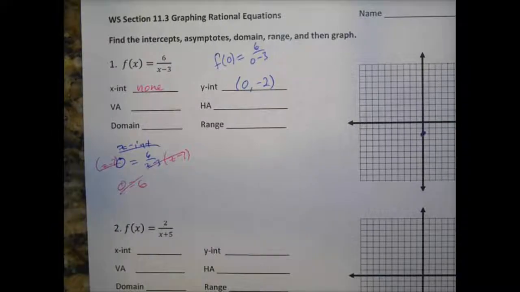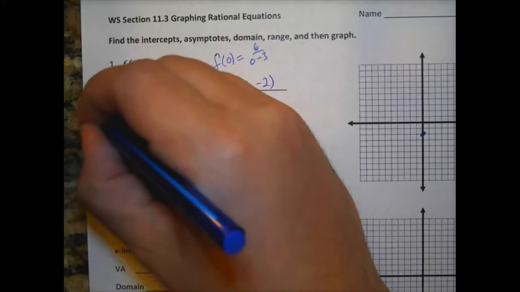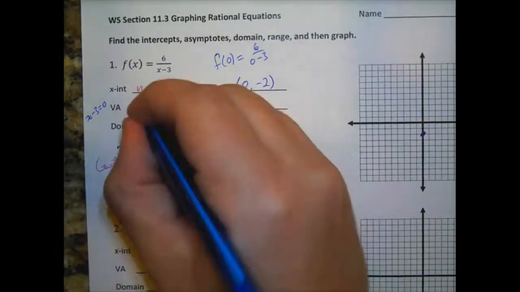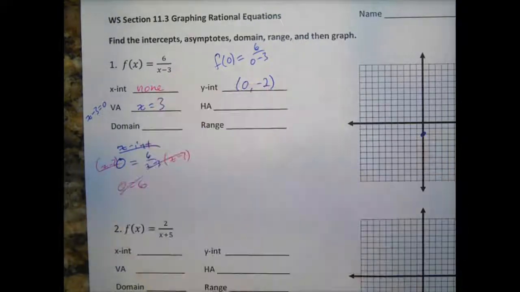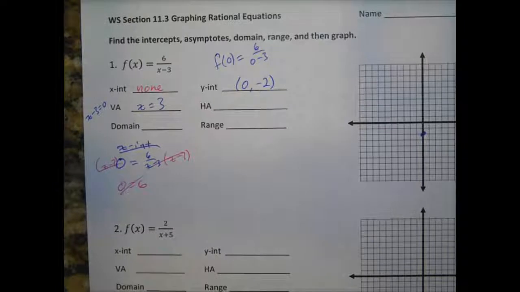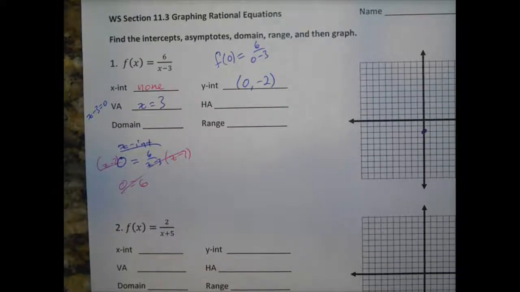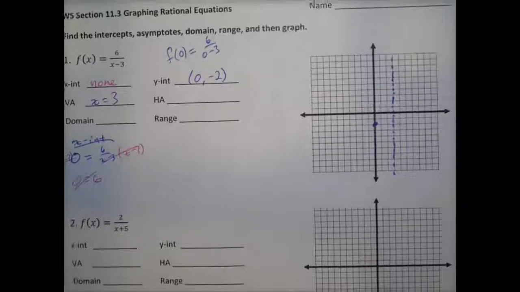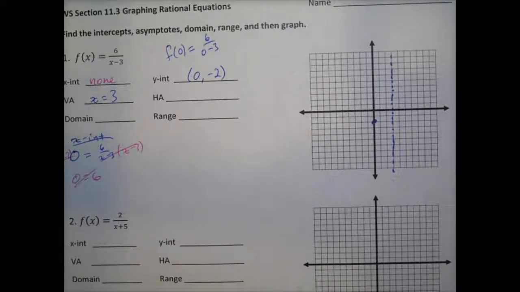Now for your vertical asymptote, again, take the denominator, set it equal to 0, and solve. So we have x minus 3 equals 0. Add the 3 to the other side. So my vertical asymptote is right at x equals 3. So when x is 3, I will have a vertical asymptote, a line that I cannot touch. I'm trying to find the right pen. So at x equals 3, I have a vertical asymptote. Beautiful. All right, now for the horizontal asymptote, I look at the highest exponent.